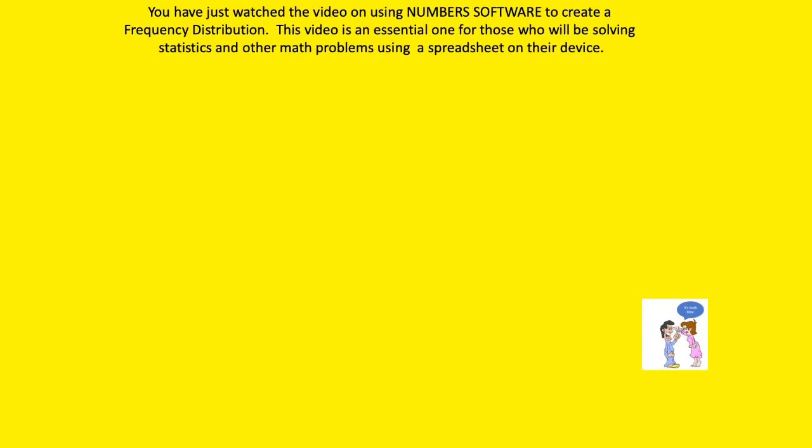Okay, you've just watched the video that I put together on using number software to create a frequency distribution, which is an important component of stuff you're going to need to do if you're trying to get statistics work done on a spreadsheet and you're using your iPad Pro. Especially if you haven't paid for Microsoft Office 365, rather than go out and spending the money to do that, you can certainly use Apple Numbers, which is built into the iPad Pro software for you.